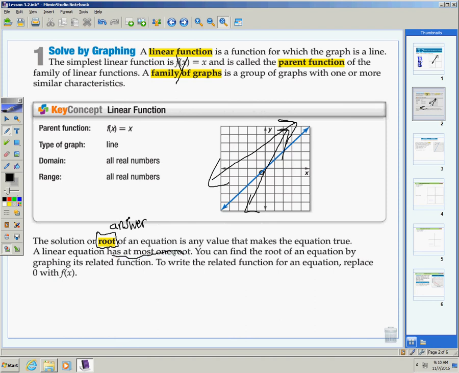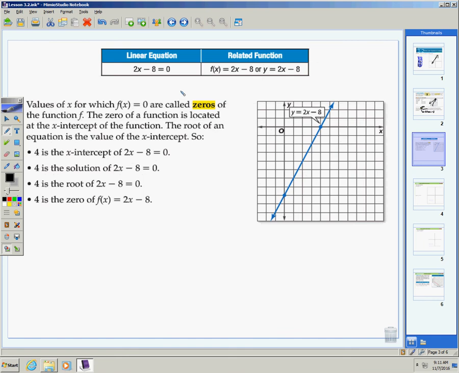You find the root of the equation by graphing its related function and replacing f of x with 0. Basically, we're trying to find where the function is 0. That's what a root is. We are finding where the function is equal to 0. And if we think about these zeros, when I say zeros, it means the same thing as roots. It's the exact same thing we just talked about. Zeros are just roots. It's where the equation would equal 0.